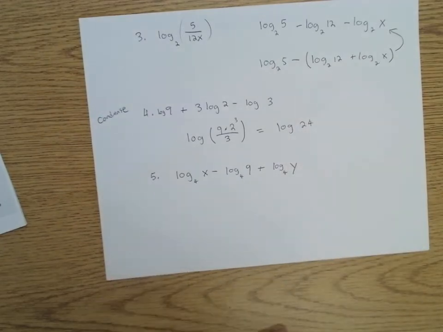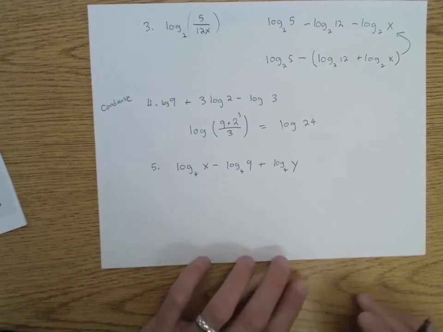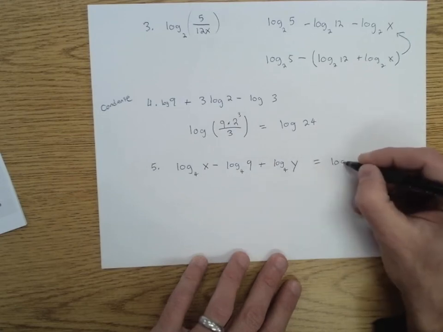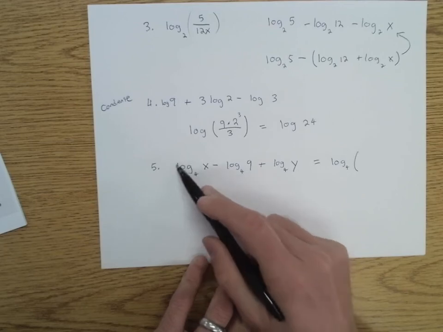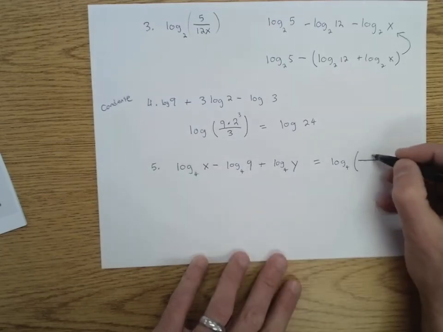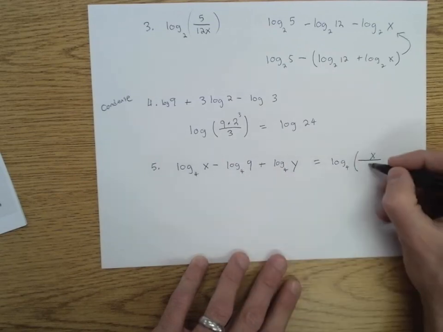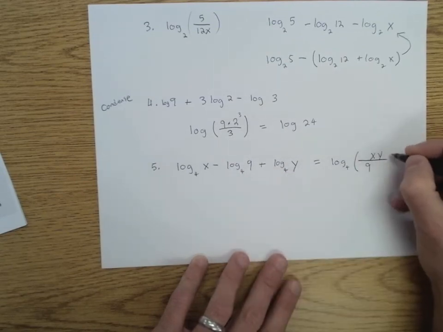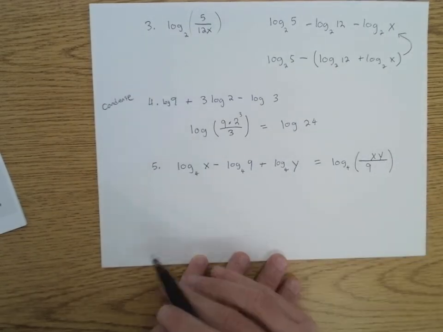Okay, let's go ahead and try number 5. Go ahead and pause it and see if you can do that one. Okay, when we look at the answer, as we set it up, it's going to become log base 4 of, and then this term is positive, so x goes in the numerator. This term's negative, so 9 goes in the denominator, and then y is positive, so that goes in the numerator as well. And that's as much as you do. We can't simplify what's in there, so that's our final answer for number 5.